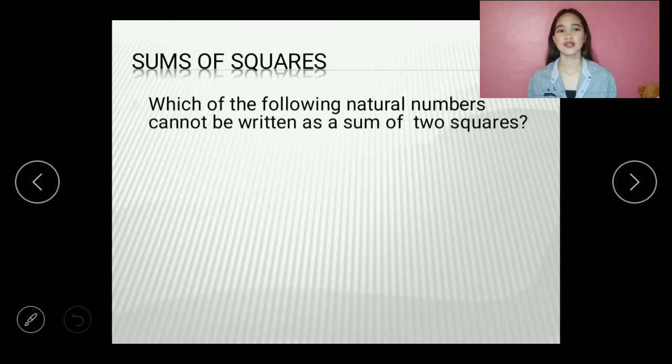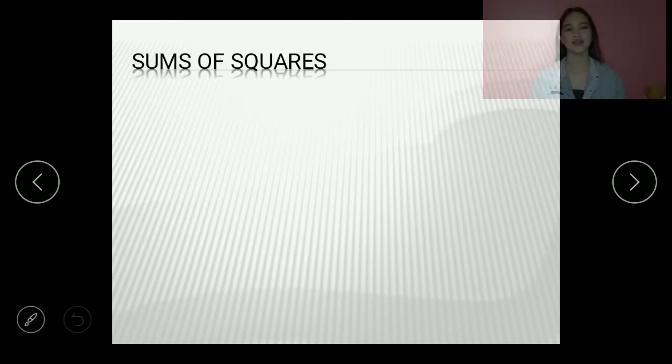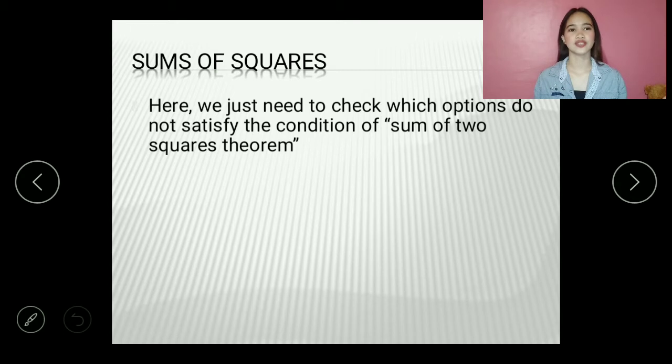Which of the following natural numbers cannot be written as a sum of two squares? A. 405, B. 1111, C. 117, and D. 164. Here, we just need to check which options do not satisfy the condition of sum of two squares theorem.